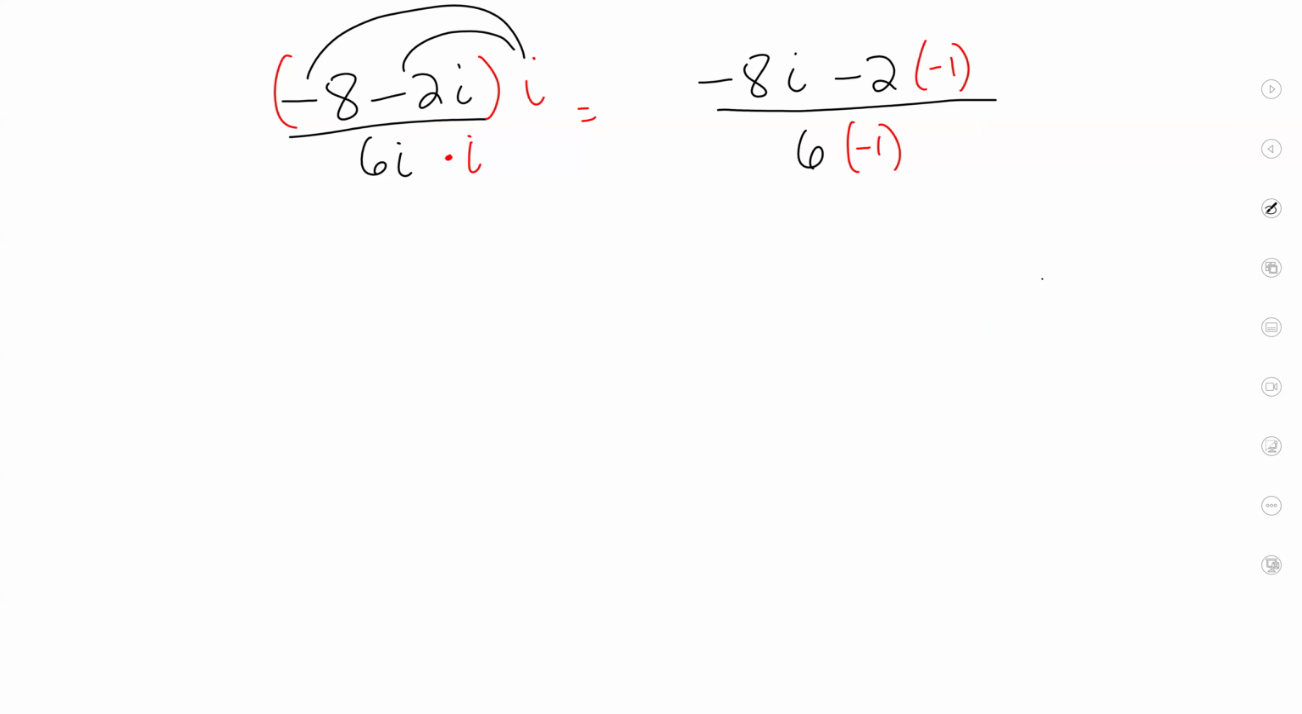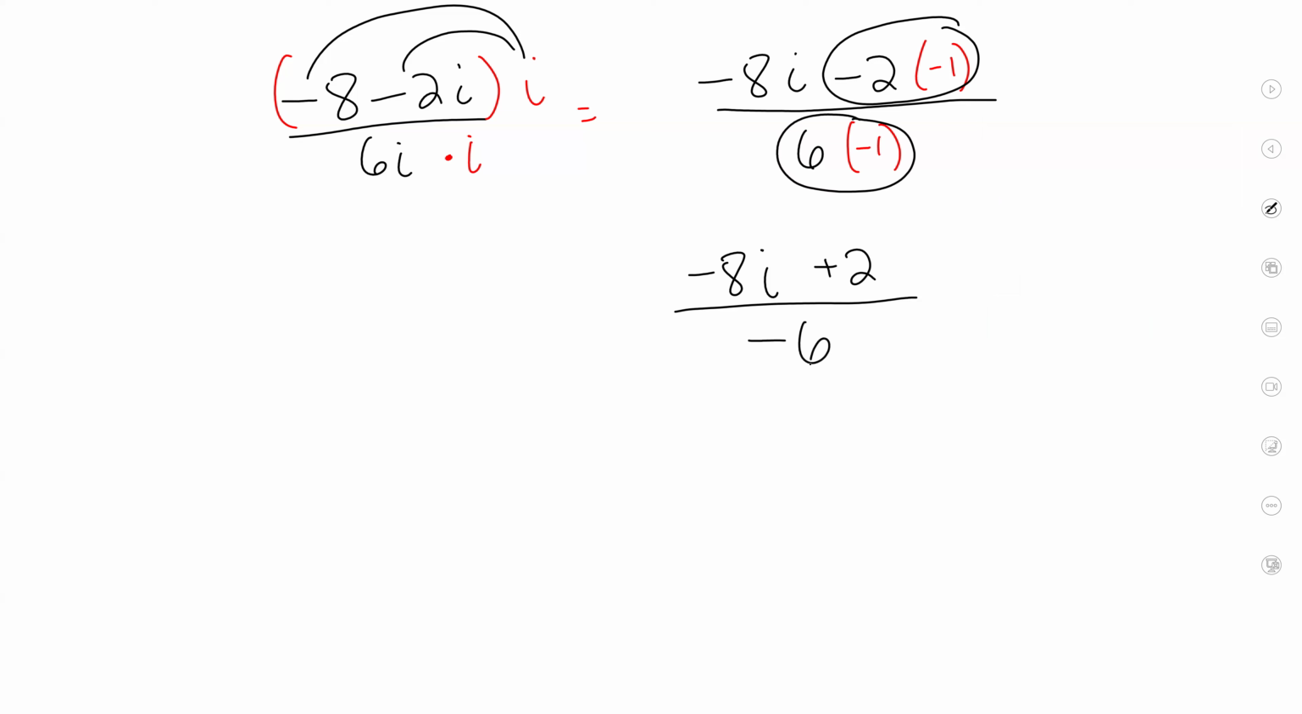Okay, so let's evaluate this. This is -8i. Two negatives multiplied will become a positive. A positive and a negative multiplied will be a negative. Okay, now let's simplify this. I'm going to break this into two fractions. I have -8i over -6 plus 2 over -6.